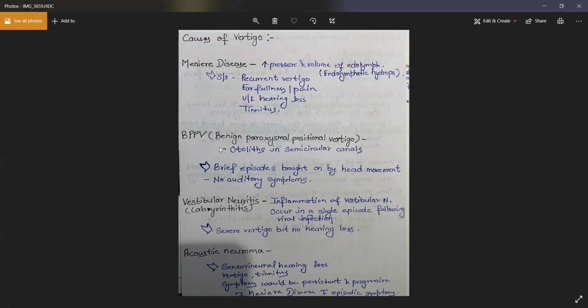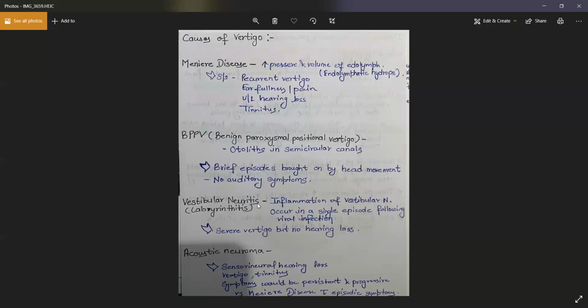In BPPV, it is because of stones in the semicircular canals, and you call them otoliths. Because of these otoliths, whenever you have head movement, these stones will move and they will cause the vertigo. That's why the name paroxysmal positional vertigo. So you have dizziness with head movement. Think about BPPV. And please note, you have no auditory symptoms like tinnitus or hearing loss. You just have the vertigo, and that happens whenever you change position.